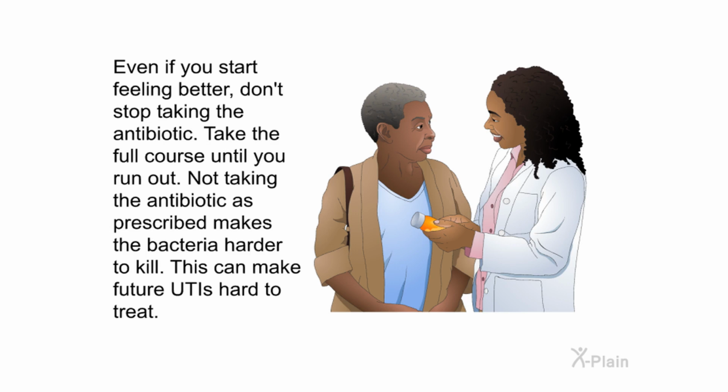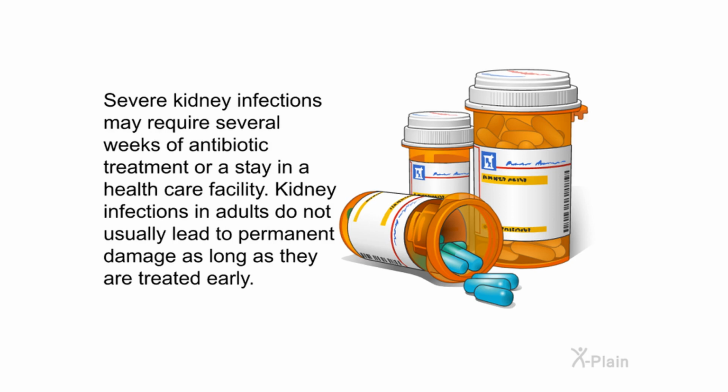Even if you start feeling better, don't stop taking the antibiotic. Take the full course until you run out. Not taking the antibiotic as prescribed makes the bacteria harder to kill. This can make future UTIs hard to treat. Severe kidney infections may require several weeks of antibiotic treatment or a stay in a healthcare facility. Kidney infections in adults do not usually lead to permanent damage as long as they are treated early.